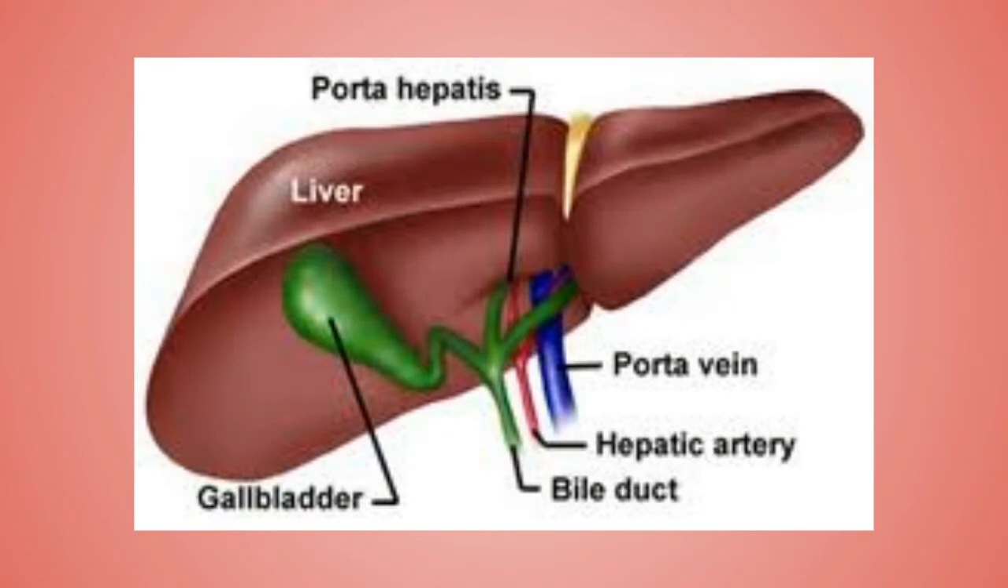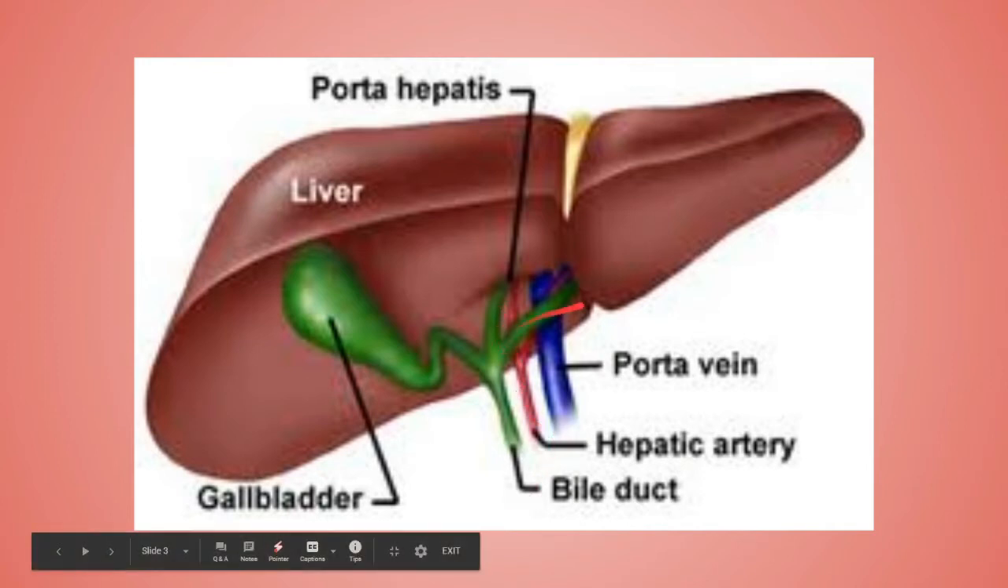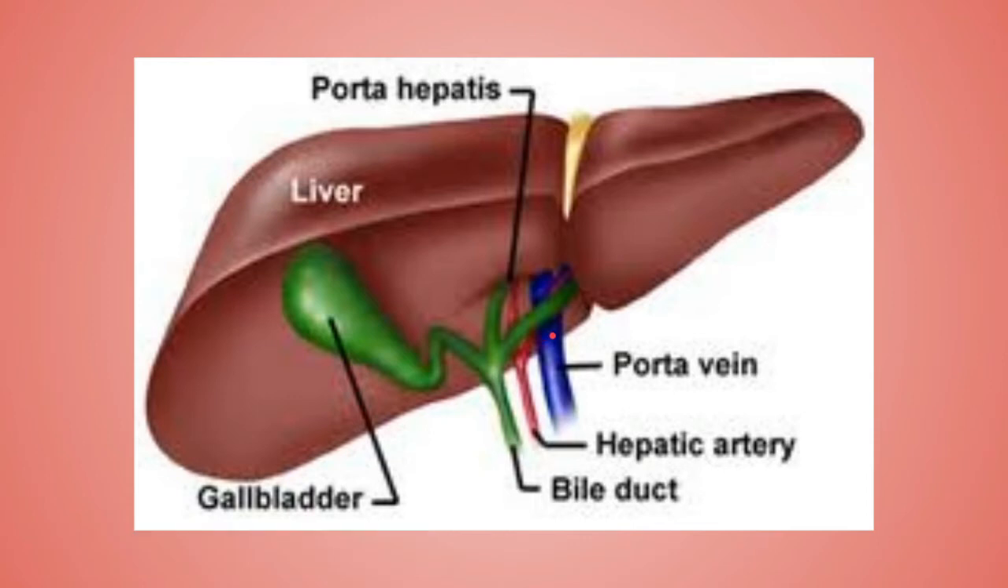First of all, the right and the left hepatic ducts. These merge at the porta hepatis of the liver. Now what is the porta hepatis? The porta hepatis is the entry point and the exit point of all the structures going in and out of the liver. For example, the hepatic artery, the bile duct, and all the nerves and the lymphatics come out and go inside the liver by way of the porta hepatis.